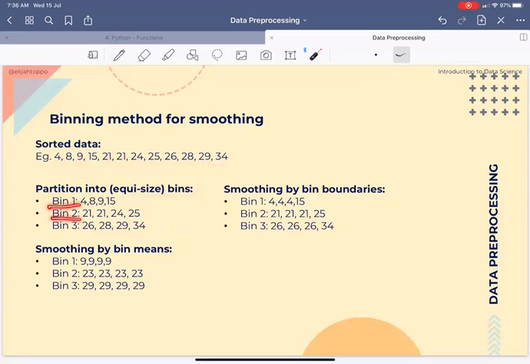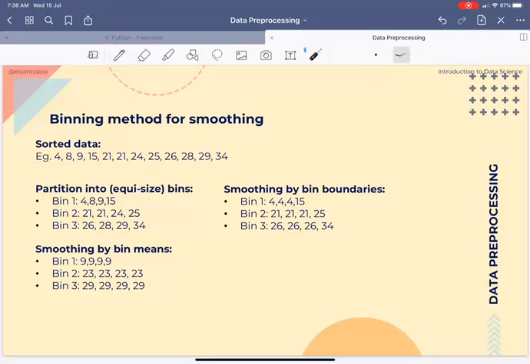That is, we have bin 1, bin 2, bin 3. Bin 1 has 4, 8, 9, 15. Bin 2 has 21, 21, 24, 25. Bin 3 has 26, 28, 29, 34. Now, within each bin there is a lot of variation. In the first bin, we have a range from 4 to 15, in the second bin 21 to 25, and in the third bin 26 to 34. So we have different ranges within the equi-sized bins also. If I don't want this noise or variance, and I want simple data that may be enough for my model, one thing I could do is smooth them by bin means.